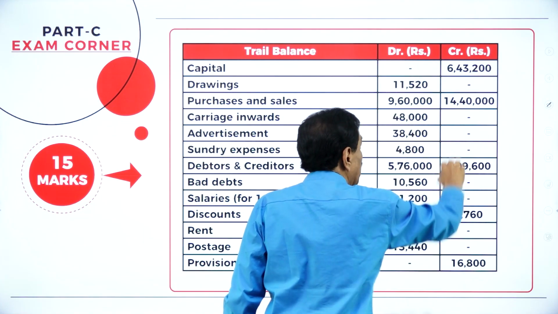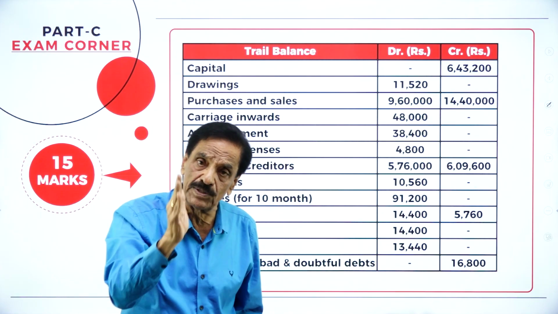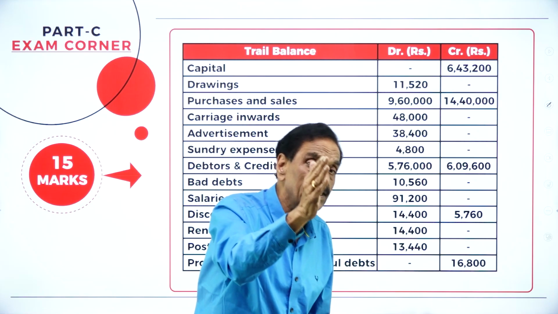One is called the debit side, and one is called the credit side. The debit side shows assets and expenses. The credit side shows incomes and liabilities.